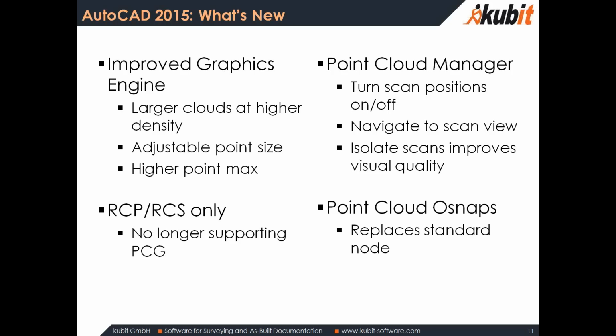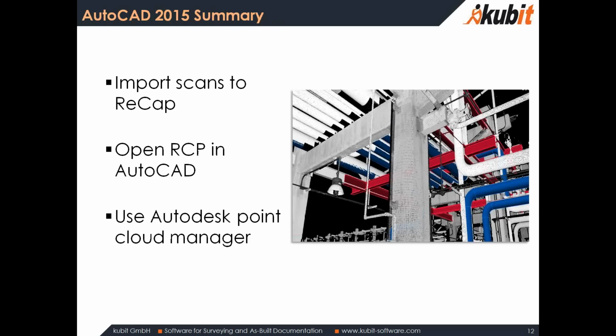You'll also be working with point cloud OSNAPs. That means that the 2D node OSNAP no longer is functioning to snap to point clouds. You actually need to go into your 3D object snaps, and you'll find point cloud object snaps in there for snapping to the Autodesk point clouds. So just a quick summary, if you're starting to move to 2015 or already have, this is your workflow. You're not creating point clouds in AutoCAD anymore. Import your scans to Recap, open the RCP file in AutoCAD, and use the Autodesk Point Cloud Manager to manage your scan positions.